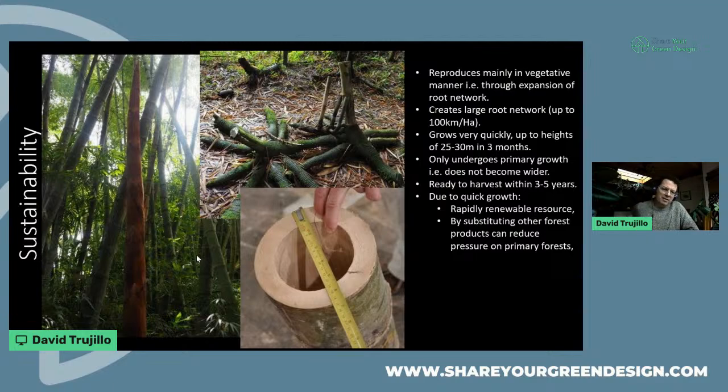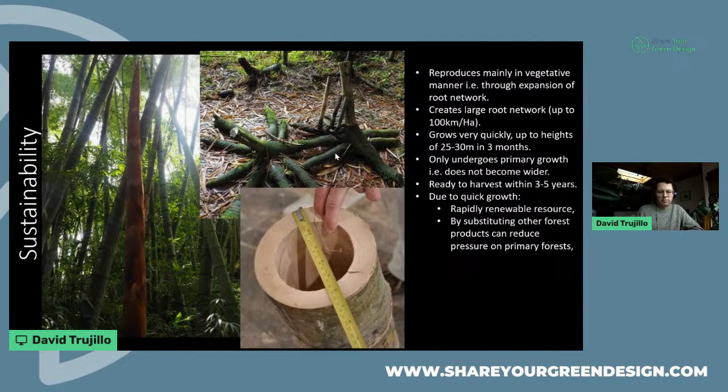Bamboo reproduces mainly in a vegetative manner. So it grows by spreading outwards through a network of roots that expand underground, and it can create a really large network of up to 100 kilometers in a hectare. Once you have an established plantation, it continues producing stems or culms regularly. And these stems grow very, very quickly. They can grow up to 25 or 30 meters in as little as 3 months. So it grows phenomenally quickly.